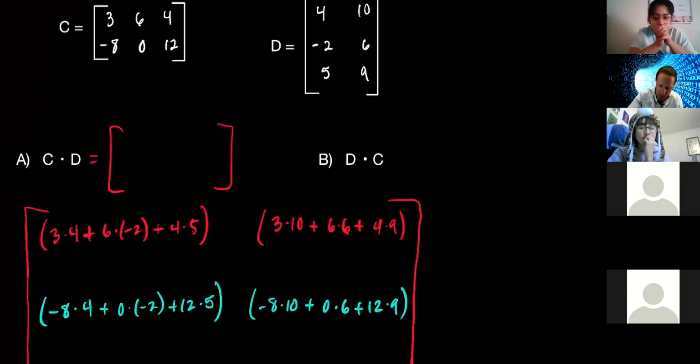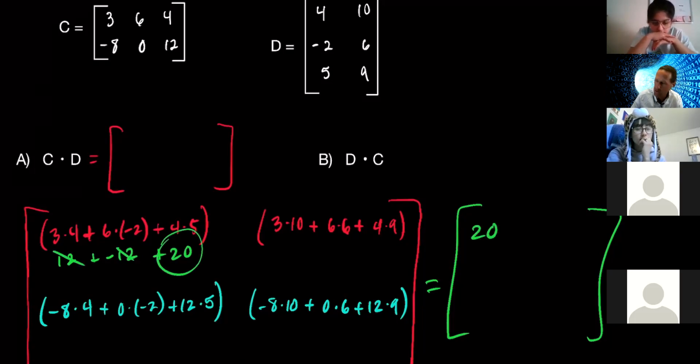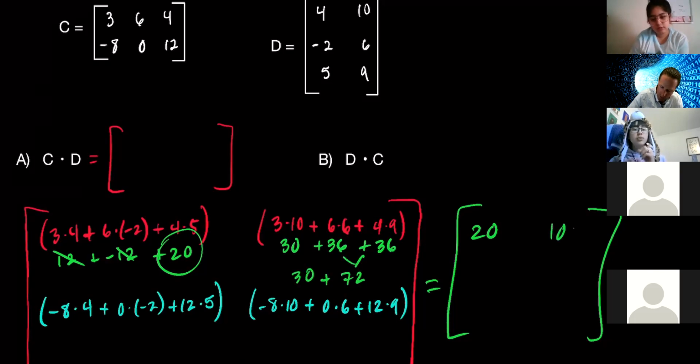So now what do we do with those things? We multiply them out and add them up. So I'll get 12 plus a negative 12, which that's nice. Those cancel out, plus 20. So my first row times my first column gave me that first element, 1,1 of 20. Over here, 30 plus 36 plus 36. So that together is 72 plus a 30 for 102.